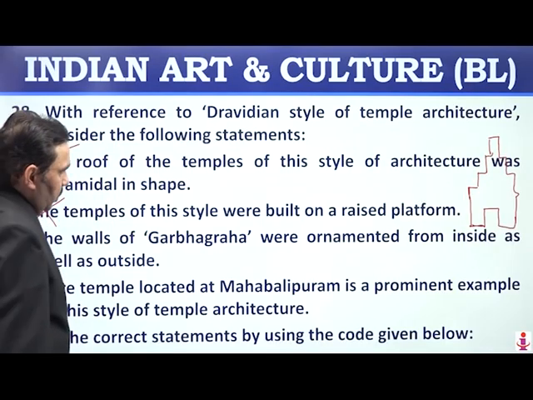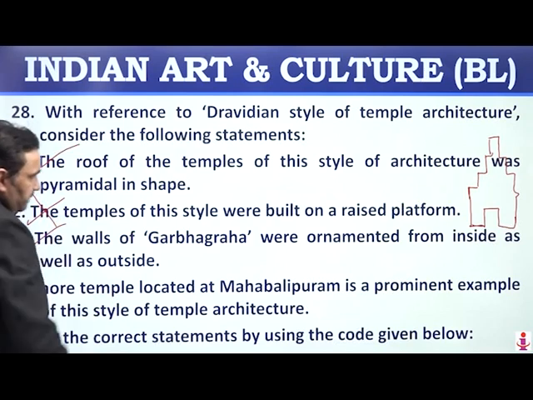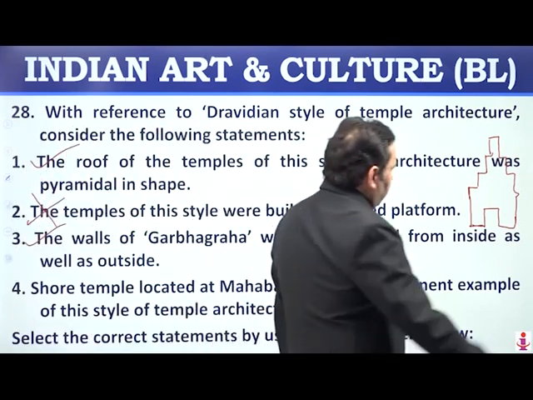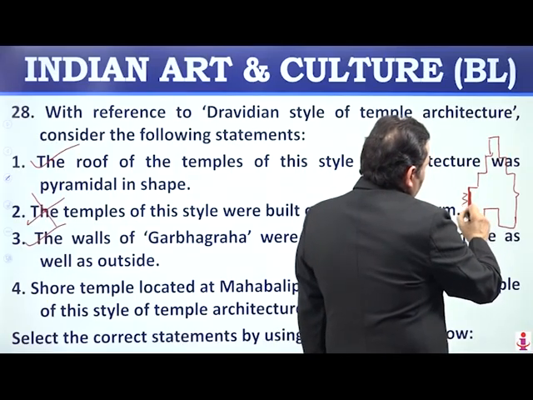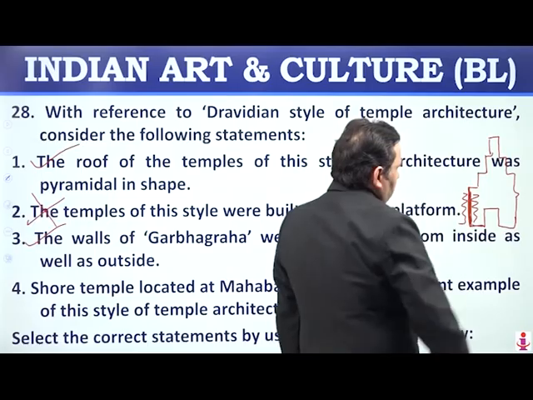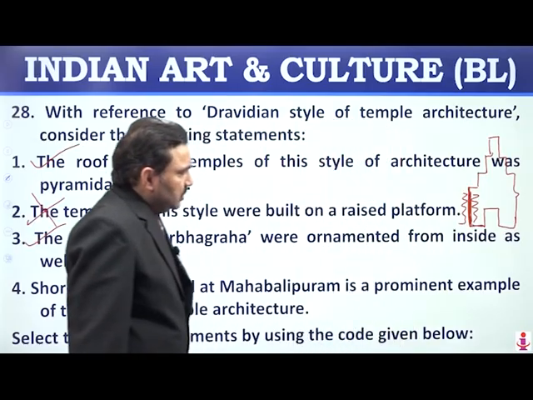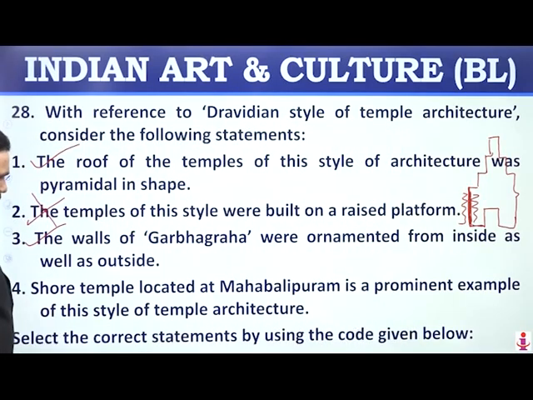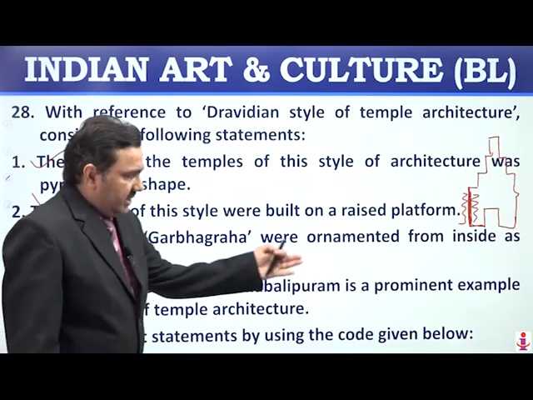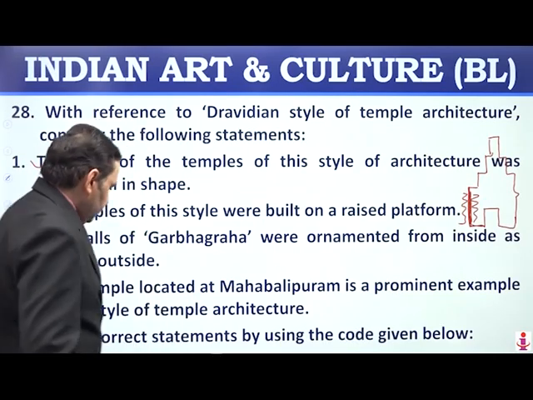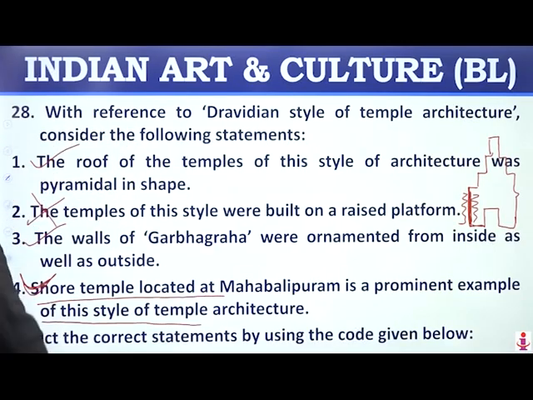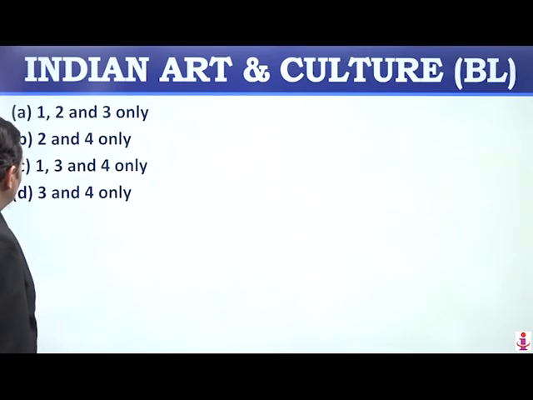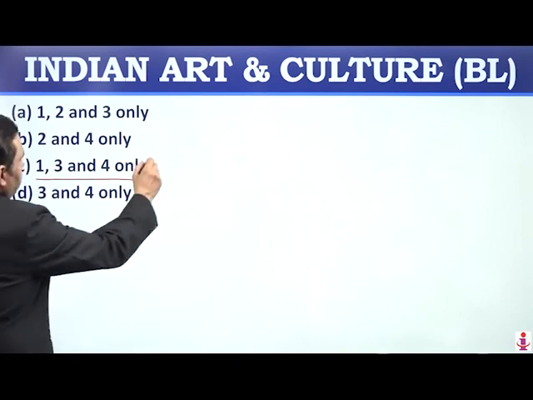The walls of Garbhagriha were ornamented from inside as well as outside. So this Garbhagriha walls here, the main building. In Nagara style of temple architecture, they were ornamented only from outside. In Dravida style, they were ornamented from inside as well as outside. So, correct. Shore temple located at Mahabalipuram is a prominent example of the Dravida style of temple architecture. This was built during Pallava period. Correct. 1, 3 and 4 are correct. 1, 3, 4, option is C.